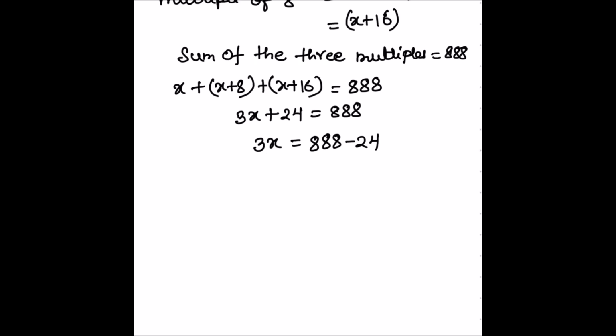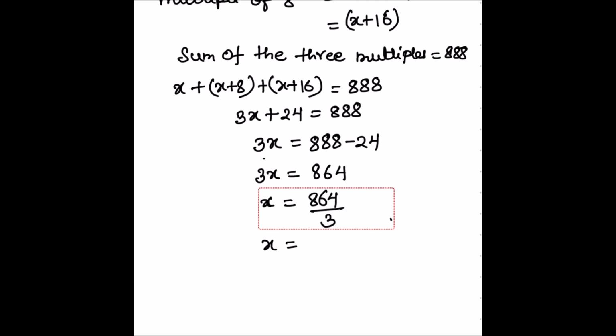As we are finding x, we'll leave 3x on the left hand side and we'll transpose 24 to the right hand side. So 888 minus 24. 3x is equal to 8 minus 4 is 4, 8 minus 2 is 6 and this is 864. To find the value of x, we'll divide both sides by 3. So x will be 864 divided by 3. Let's divide 864 by 3.